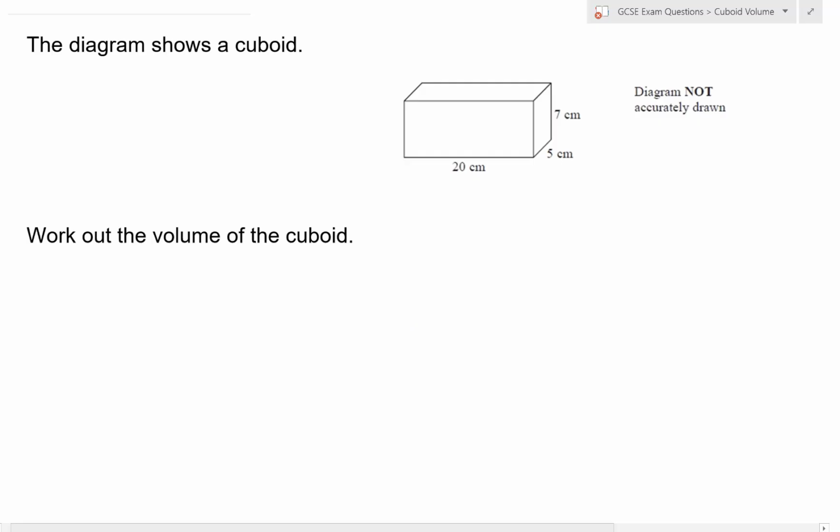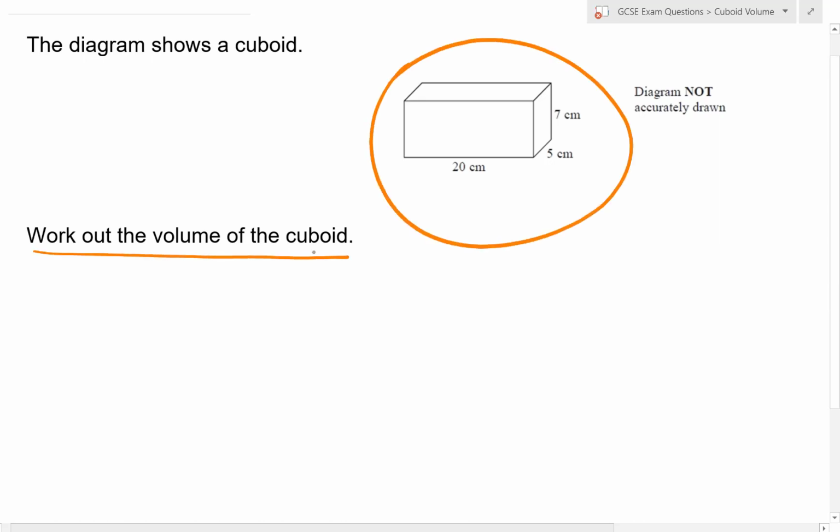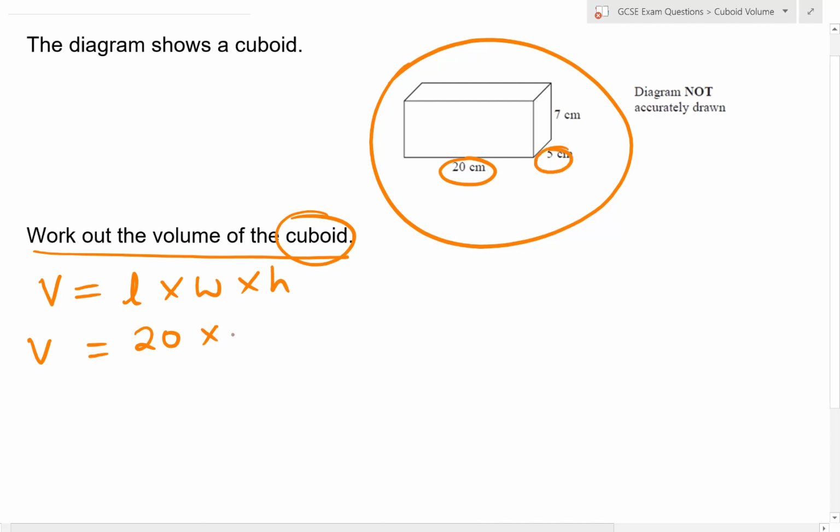In this question we're going to look at the volume of a cuboid. The diagram shows the cuboid, so this is our cuboid here. Work out the volume of the cuboid. Now let's write down the volume of a cuboid first. So volume of a cuboid is length times by width times by the height. So we're going to find the volume of this cuboid here. We have the length, which is 20 centimeters, times by width, which is 5 centimeters, and the height, which is 7 centimeters. Multiply these numbers. So 20 times 5 is 100, times by 7 is 700.